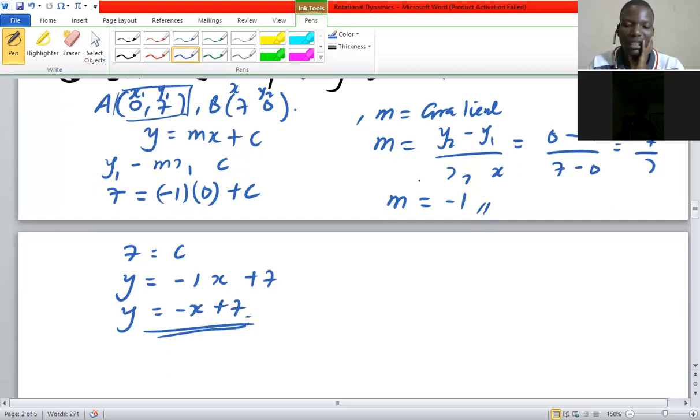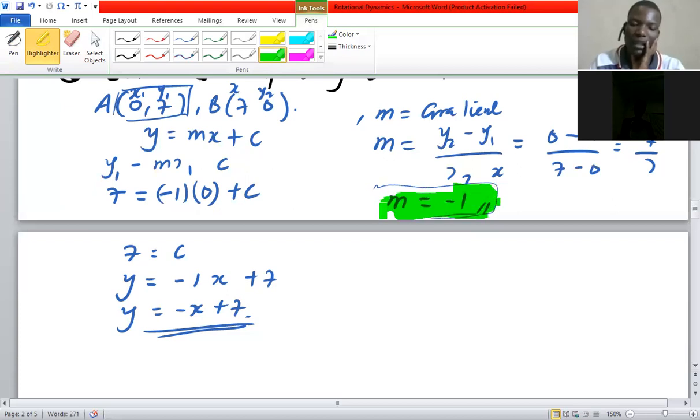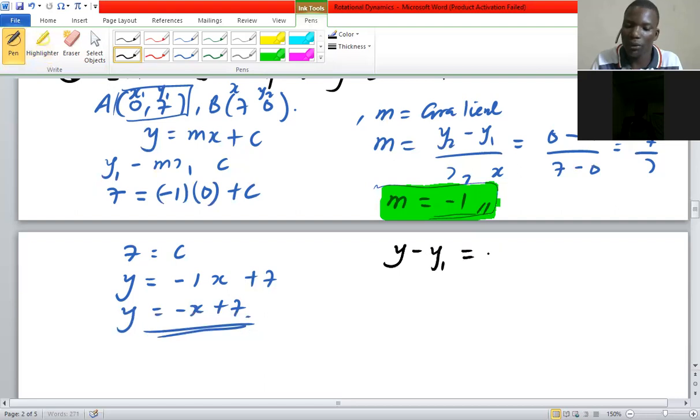Also, after finding the gradient that we have found, if you have the coordinates of one point and you have the gradient, and you are asked to find the equation of the line, there's this equation where we have y minus y1 is equal to m times x minus x1. So this is the equation that you have.